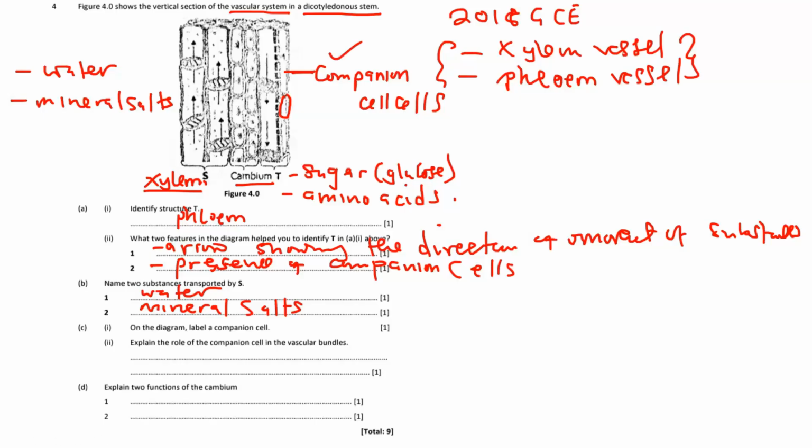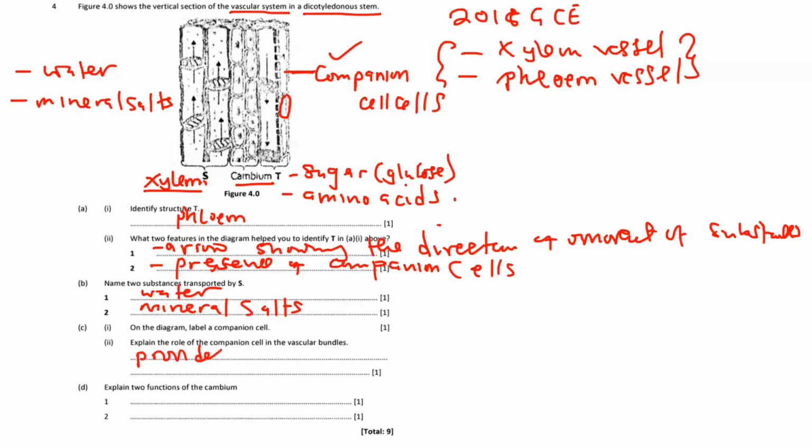Explain the role of the companion cell in the vascular bundle. What is the role of the companion cell? Okay? So what is the role of the companion cell? So listen very carefully here. The companion cell provides energy for active transport of substances.